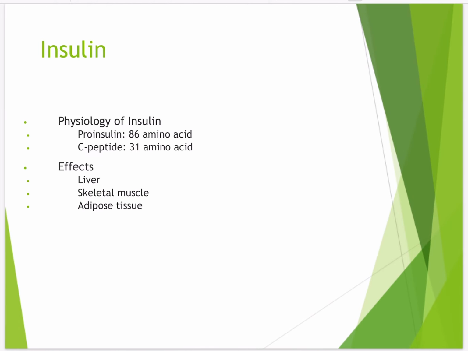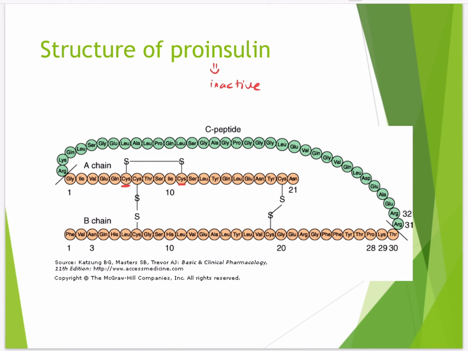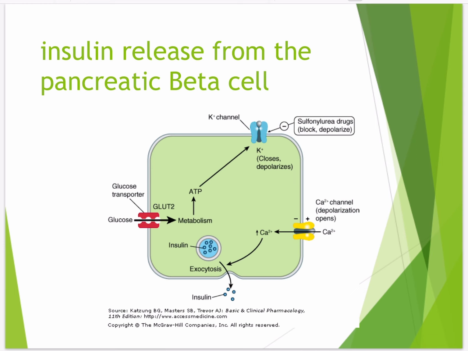Insulin can act on the liver, skeletal muscle, and adipose tissue to transfer glucose from the blood to the cells. In this situation, it helps to decrease blood glucose.